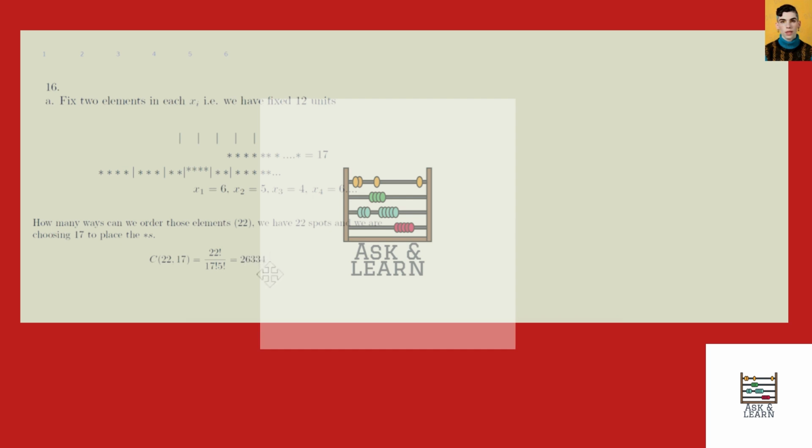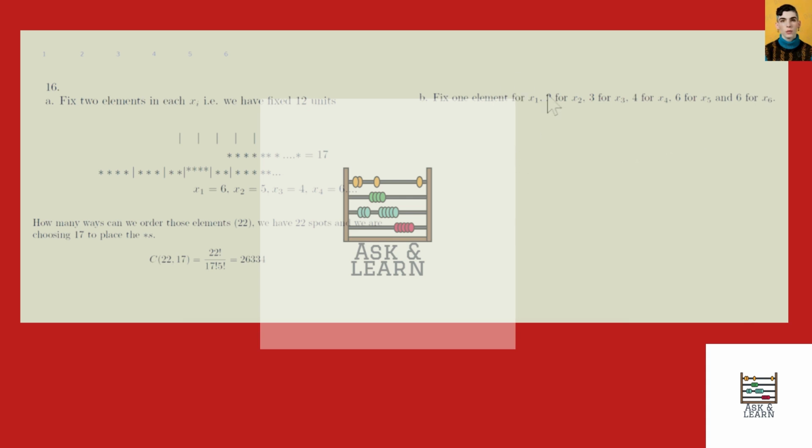That is that number. Now for part B, we have that x1 has to be bigger or equal than 1, so we will fix 1 for x1. x2 has to be bigger or equal than 2, so we will fix 2 for x2. x3 has to be bigger or equal than 3, so we will fix 3. x4 has to be bigger or equal than 4, so we fix 4 for x4. x5 has to be bigger or equal than 5, so we fix 5 for it. And x6 has to be bigger or equal than 6, so we fix 6.